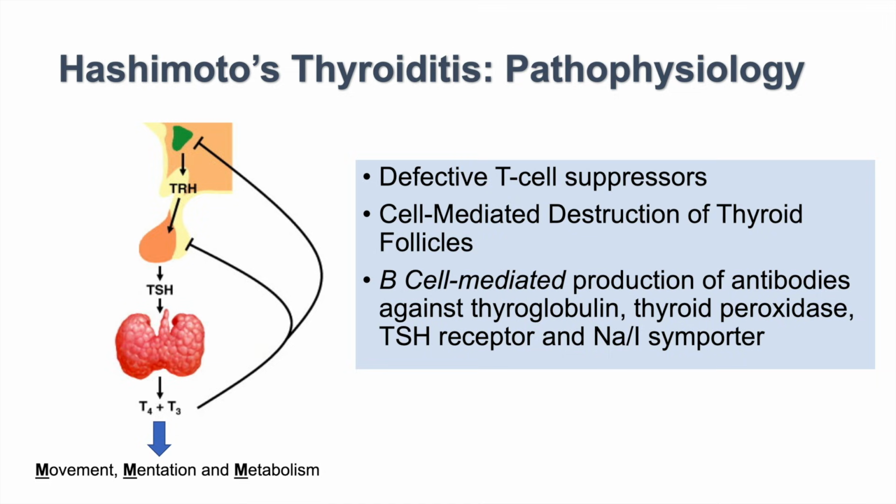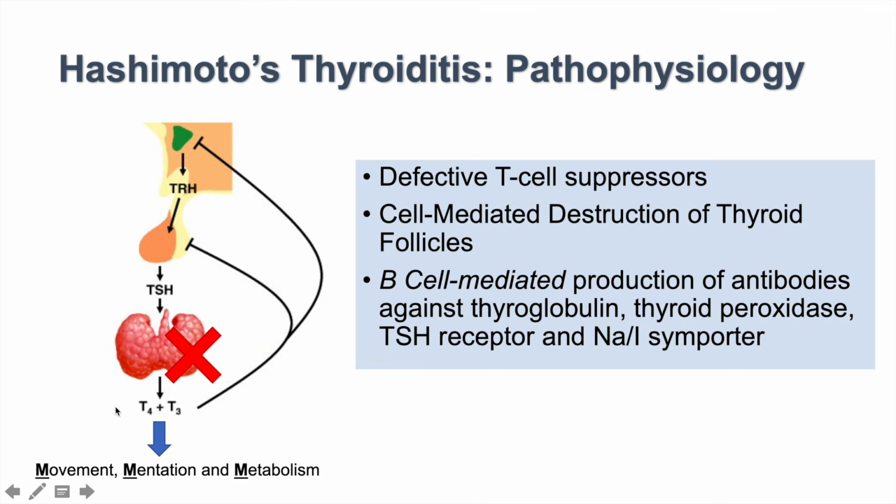So essentially, because of all these antibodies and the cell-mediated destruction and attack on the thyroid gland, Hashimoto's essentially, remember, hacks up the thyroid gland. We're going to lose the thyroid gland. We're not going to be able to produce T4 and T3. These hormones are going to decrease in concentration. They're going to decrease in levels.